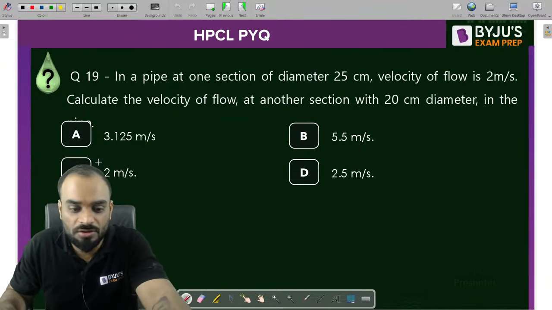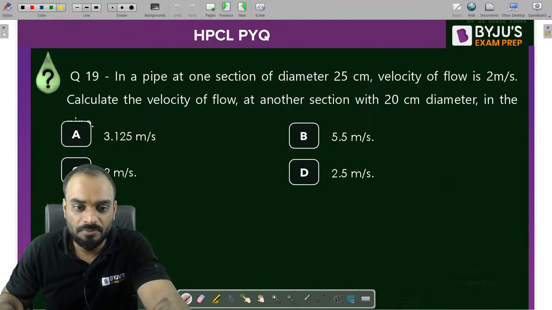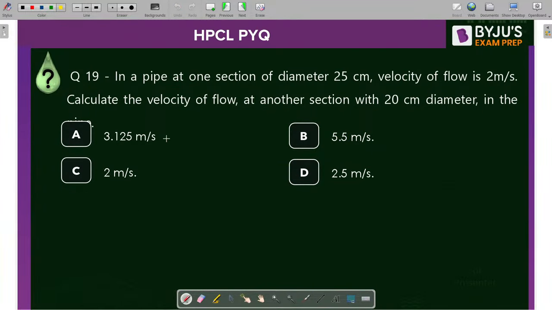Next question. Have you done this particular question? It is related to environmental engineering, as well as your FM. What should be the answer? A, 3.125 meter per second. You can solve this particular problem in environmental engineering as well as your FM portion. It should be 3.125 meter per second.